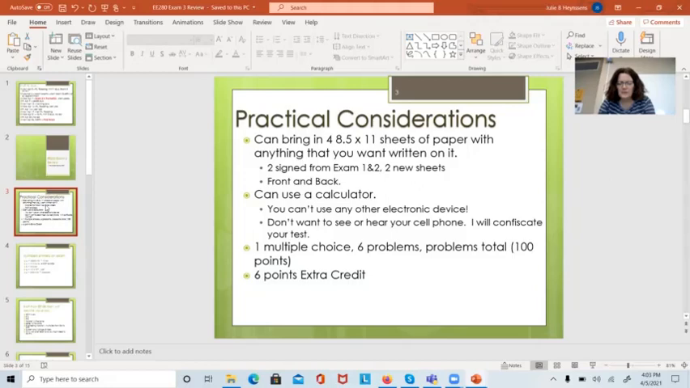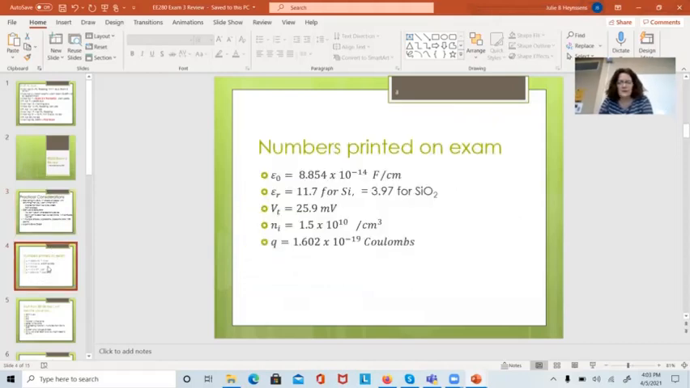6 problems worth a total of 100 points and 6 points of extra credit. Just answer the extra credit problems. If you answer them, you get credit for them, basically. On the front page of the exam, these numbers are printed. Use these. Don't use other numbers.